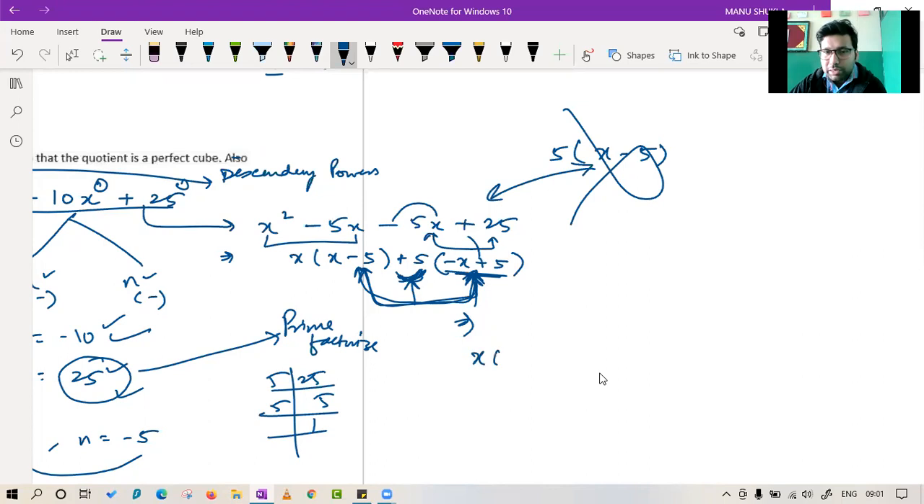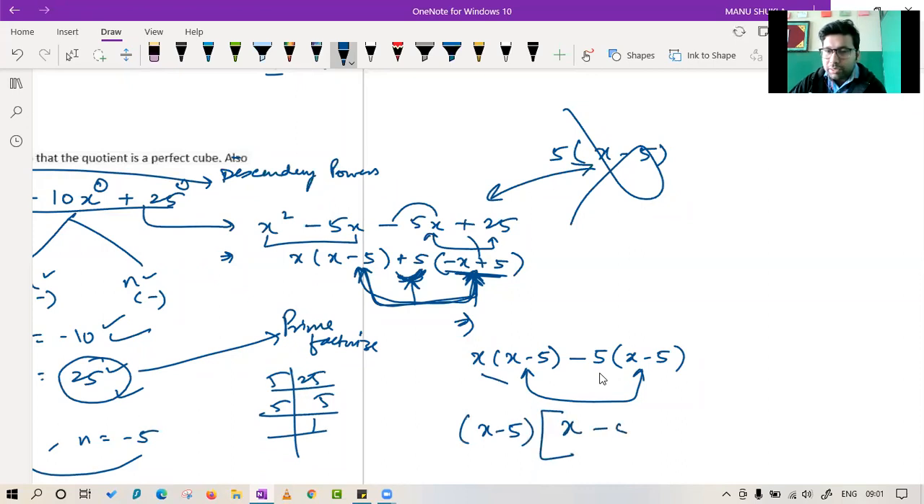So it becomes x minus 5 minus 5 times x minus 5. So now I have taken negative common from the second bracket, and then these two are exactly same and we can take them common. So x minus 5 will come outside. Then we have x left, minus 5. This is the answer.